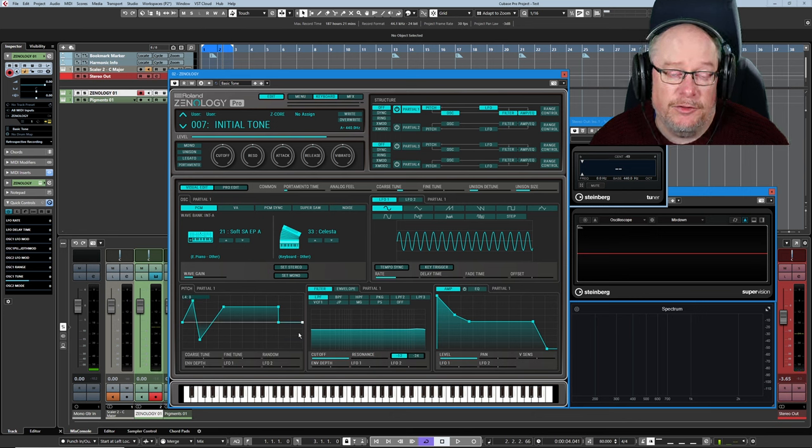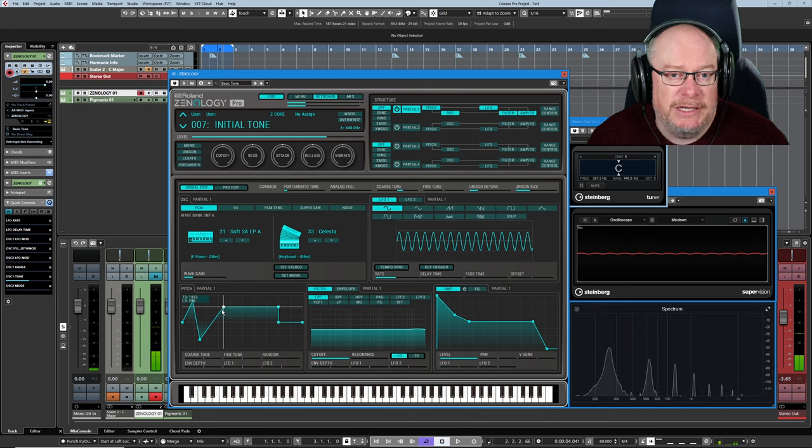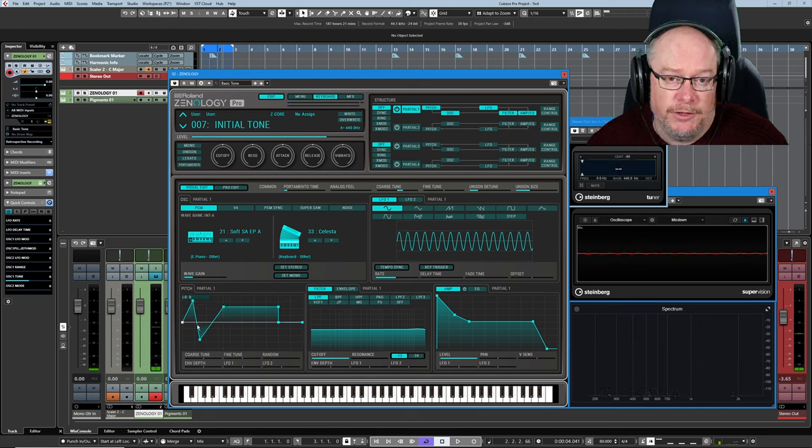Now, if I press a key on the keyboard and this is a pitch envelope, you might expect there to be some pitch variance. There isn't going to be. That's because we haven't yet dialed in any depth of this envelope. Envelope depth down here is the means by which we say how much of this thing we want to happen.